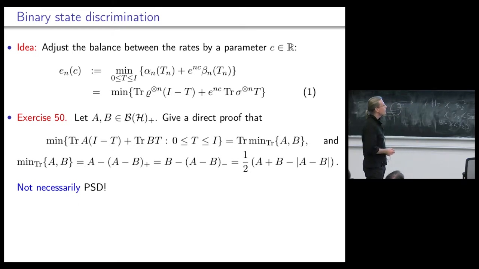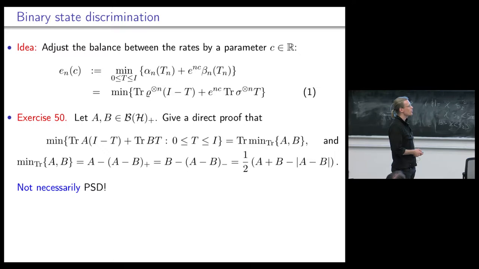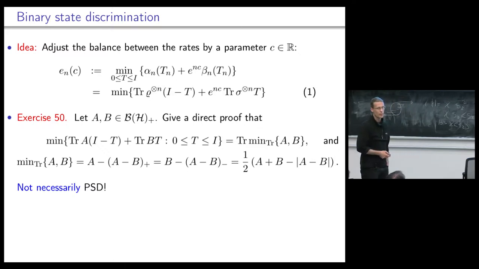And in general, you can see that this can be translated into this problem. You have a positive semi-definite operator, which is this one here, and another positive semi-definite operator, which is sigma tensor n multiplied by this exponential prefactor. And we want to find the minimum of this expression over all possible operators between zero and identity. We have talked about trace minimum and trace maximum of operators in the previous talk, and it turns out that this minimal value is exactly the trace of the trace minimum of the two operators.